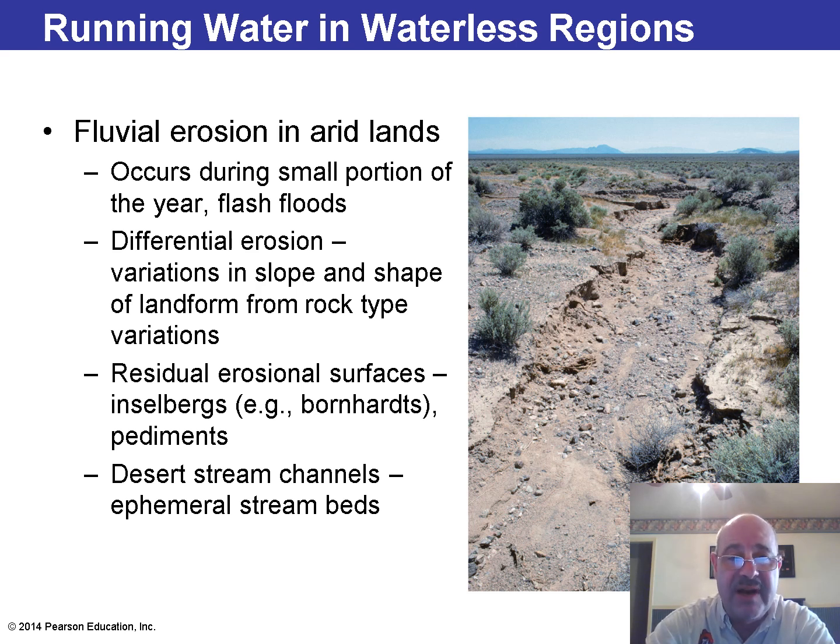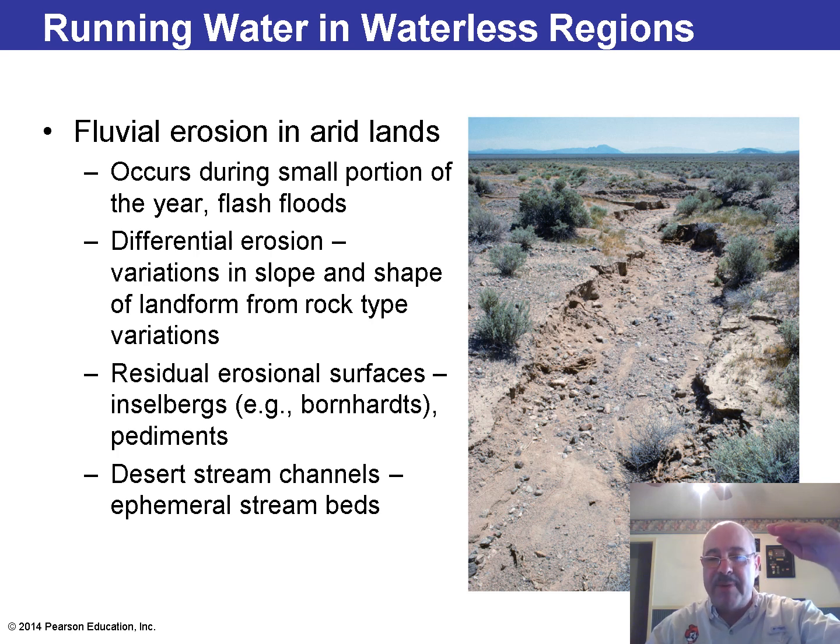Differential erosion: variations in slope and shape of landform from rock type variation. Okay, we've talked about this a little bit, and I know that's a lot of words there. I probably should have cut that down. Differential erosion: rocks weather differently. It depends on how hard or how soft they are. Okay, it's like a stream, it takes the path of least resistance. The softer, easier, more erodible rocks are going to erode away faster than the hard, more resistant rocks.